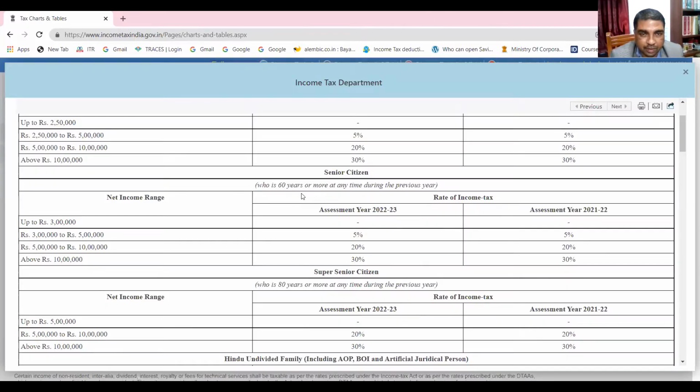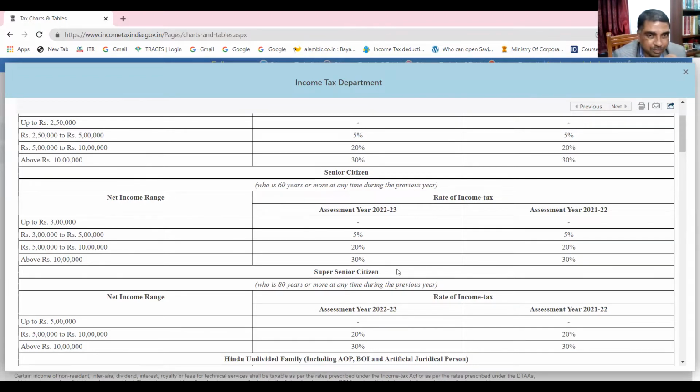Okay. Now you see, if the person is of 60 years, then what is the rate? Up to 3 lakh, nil. Then 3 lakh to 5 lakh, 5%. 5 lakh to 10 lakh, usual 20%. Above 10 lakh, 30%. So what is the difference between these two slabs? Can anyone tell me the difference between the normal tax rate and the tax rate applicable to senior citizens?